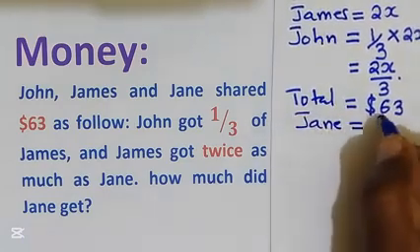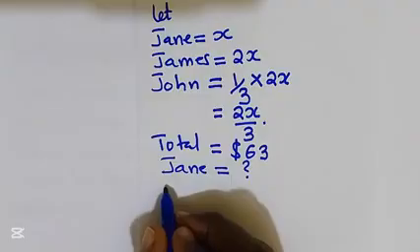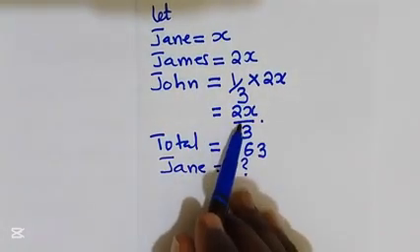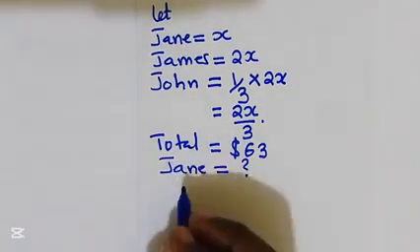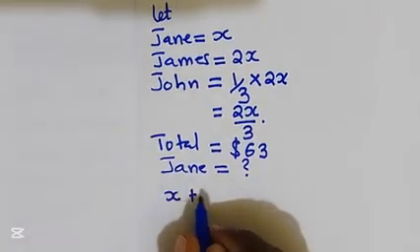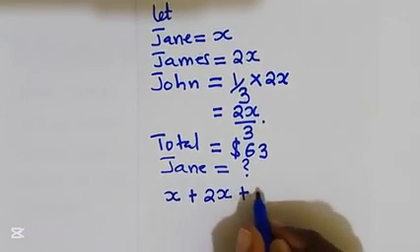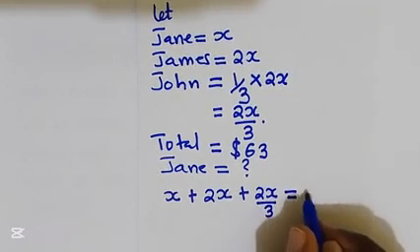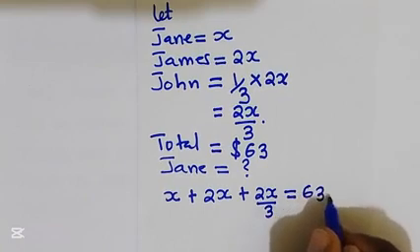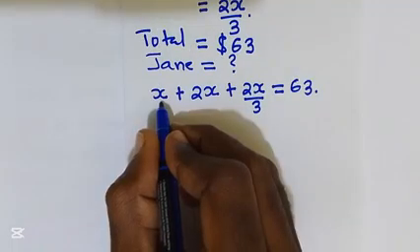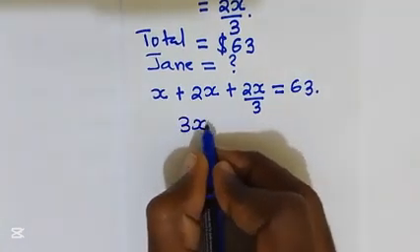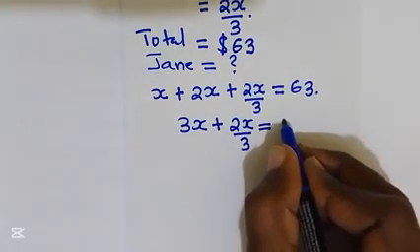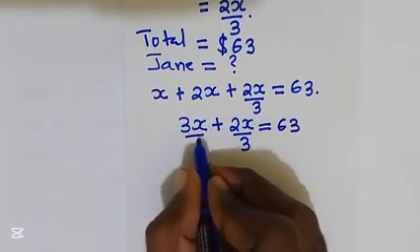When we take the amount that Jenny got plus the amount of James plus the amount of Johnny, we get $63. That is x plus 2x plus 2x over 3. This is equal to 63. X plus 2x, we got 3x, plus 2x over 3, is equal to 63. I'm going to put 63 as 63 over 1.